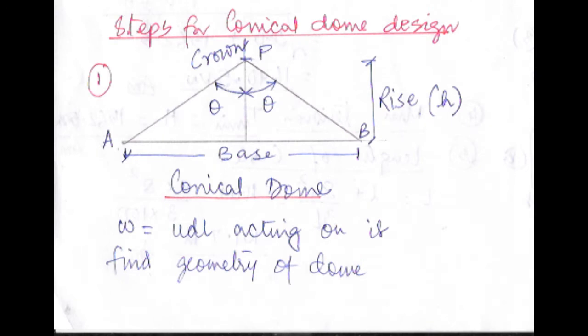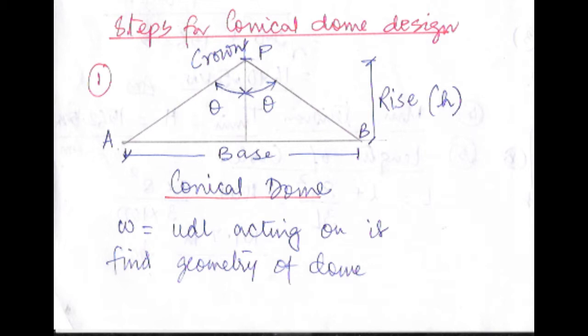Let us look at the steps first to solve a conical dome design, and after that I have taken one numerical. So step number one, as I have shown here, steps for the conical dome design. It is a right angle triangle, as you know how a conical dome is generated: when a right angle triangle revolves about its vertical axis. About the vertical axis you can see that there is a crown, there is a base. About the vertical axis passing through the crown, if a right angle triangle is rotated, this type of conical dome is generated.